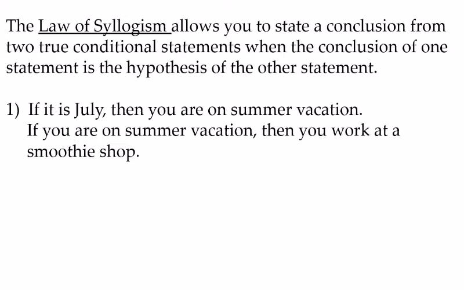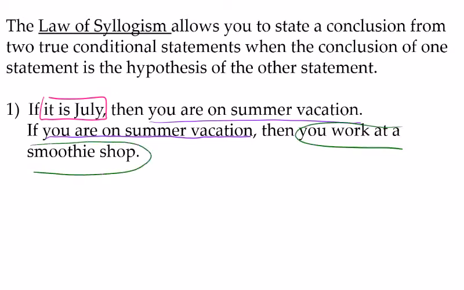Number one, if it is July, then you're on summer vacation. So the original hypothesis is, it is July, and the conclusion is, you are on summer vacation, right? Then the next statement says, if you're on summer vacation, so the hypothesis of the second conditional matches up with the conclusion of the first, then you work at a smoothie shop. So you work at a smoothie shop is the conclusion. So if it is July, then you're on summer vacation. If you're on summer vacation, then you work at a smoothie shop.